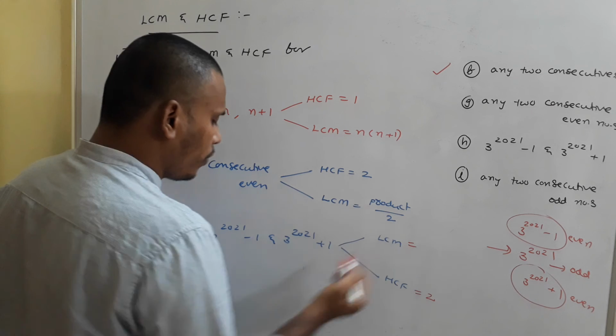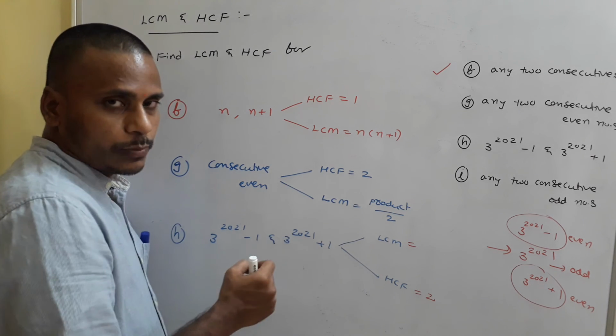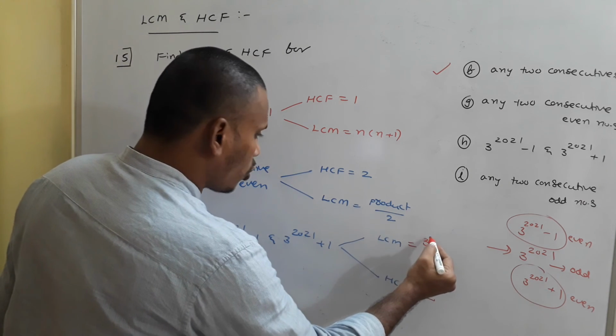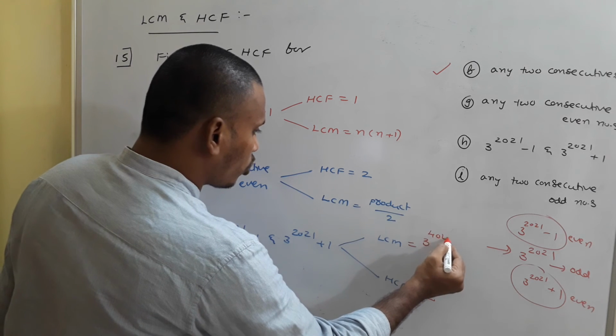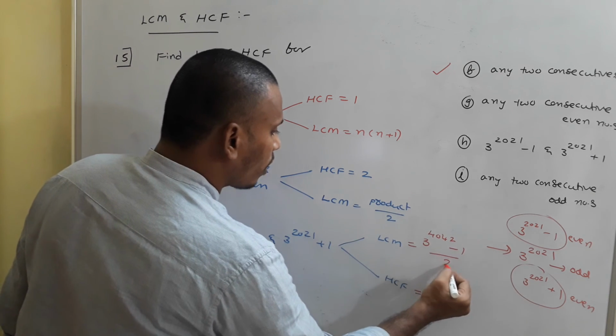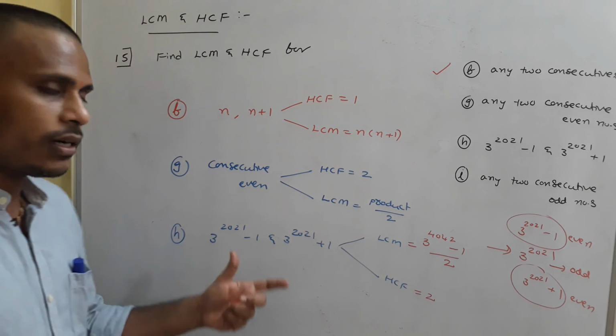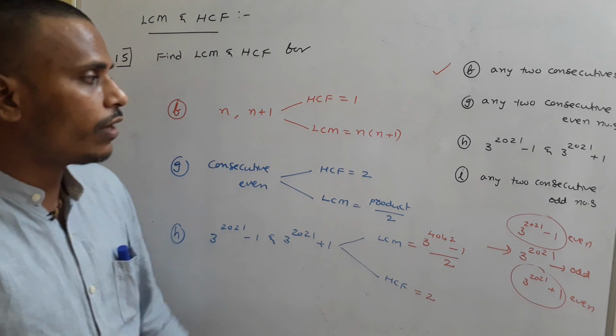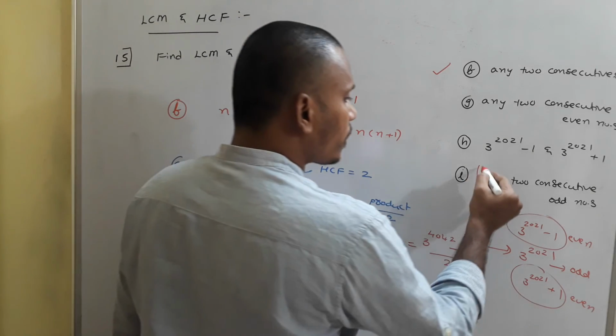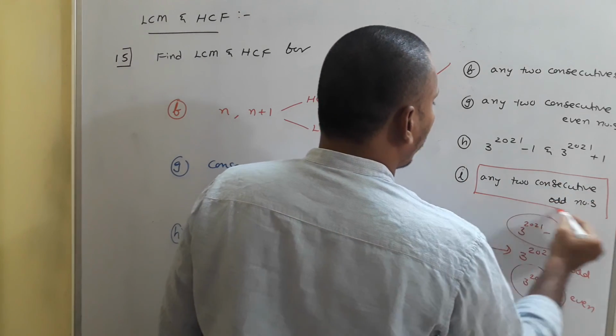What do you say about the product of these two? A minus B into A plus B, A square minus B square. So A square means 3 power 4042 minus 1, divided by 2. This is LCM and this is HCF. There ends this task. Okay, have a look, and then we need to think about any two consecutive odd numbers.